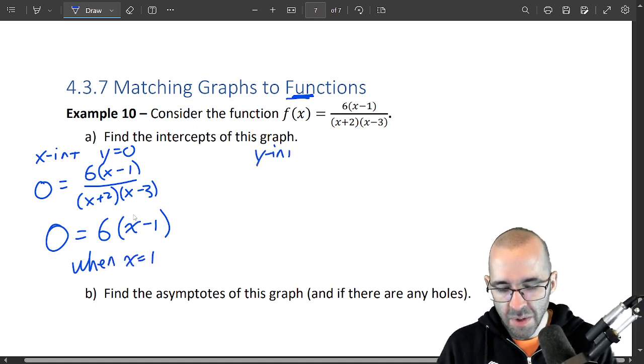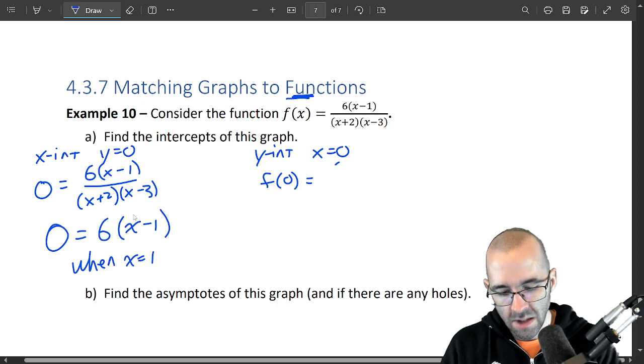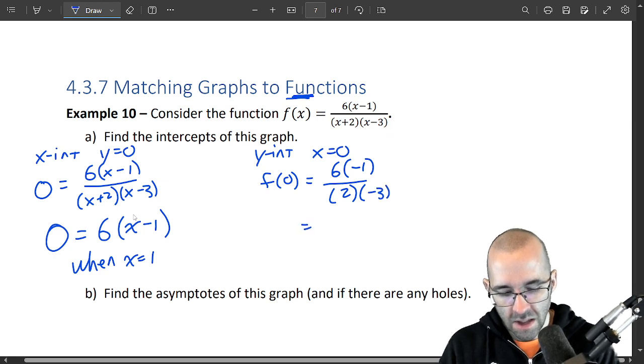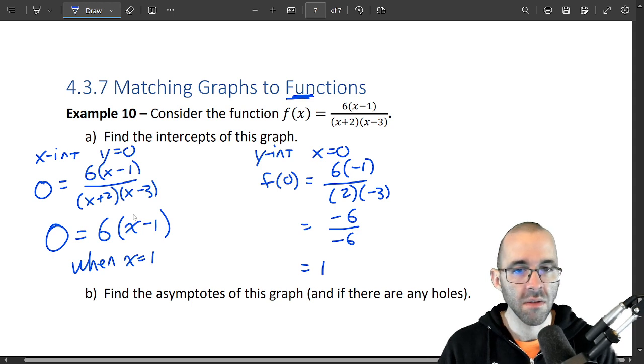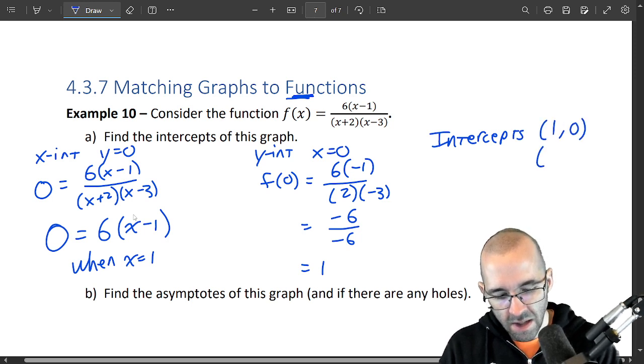And the y-intercept is when x equals 0. So when x equals 0, the function evaluated at 0 is 6 times 0 minus 1 all over 0 plus 2, 0 minus 3. That's negative 6 over negative 6. Okay, y is equal to 1. So our intercepts are when x is equal to 1 and y is 0, and when x is 0 and y is positive 1. All right.